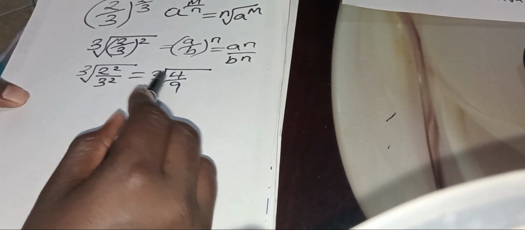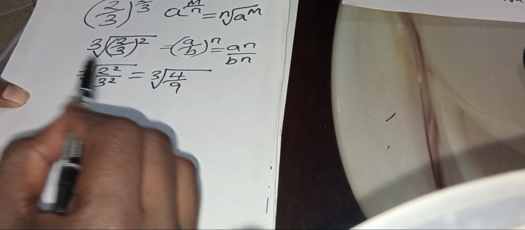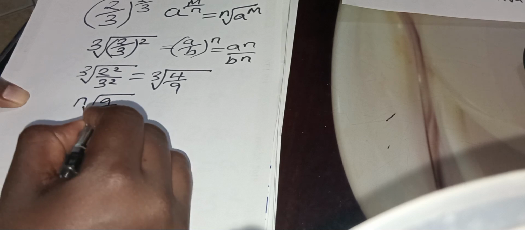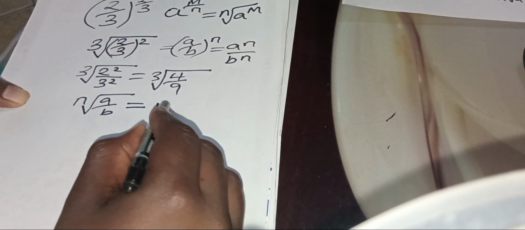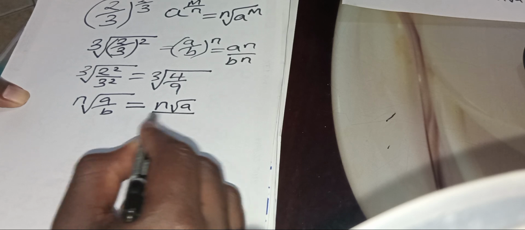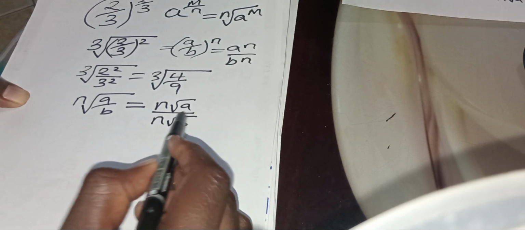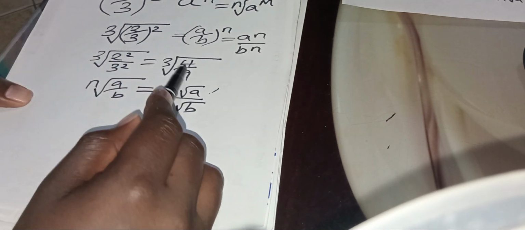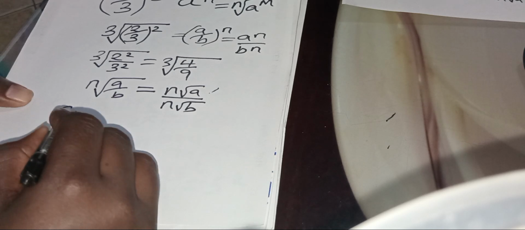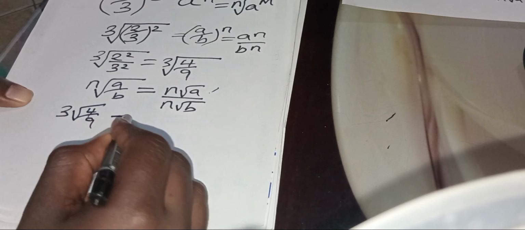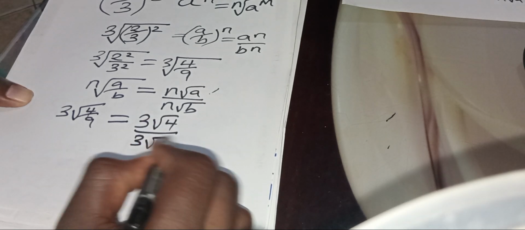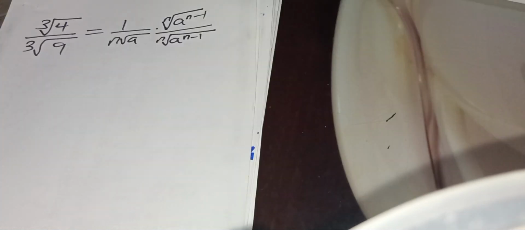Now, the cube root of 4 divided by 9 is in the form of the nth root of a divided by b, which we can express as the nth root of a divided by the nth root of b. Let's apply this property, so the cube root of 4 divided by 9 can be expressed as the cube root of 4 divided by the cube root of 9.